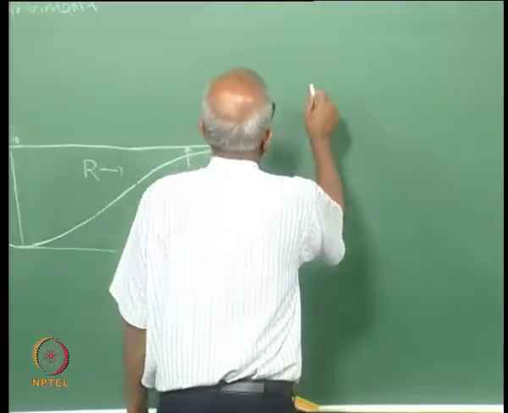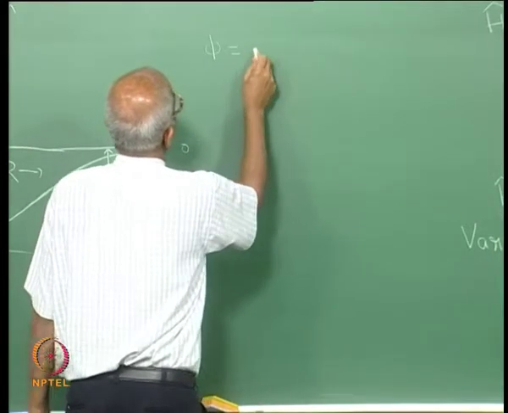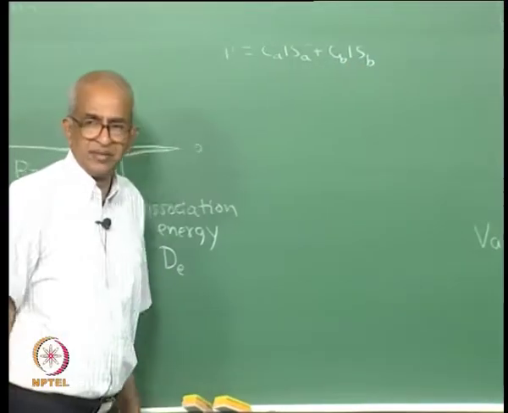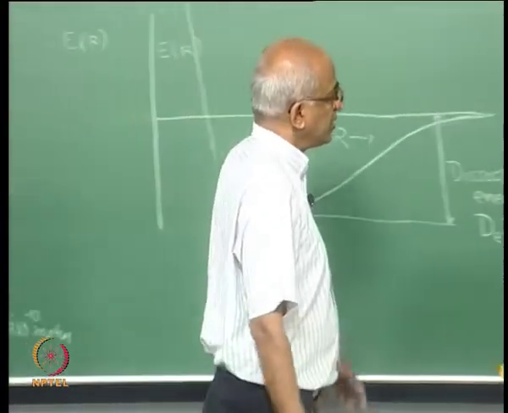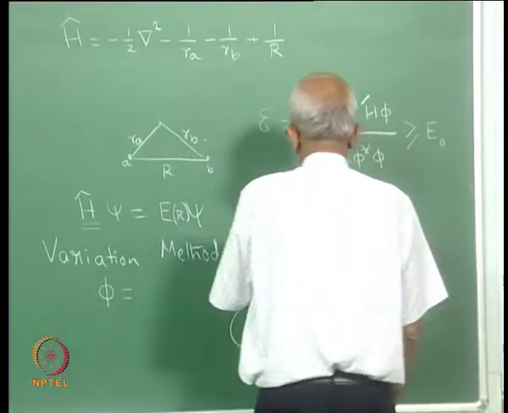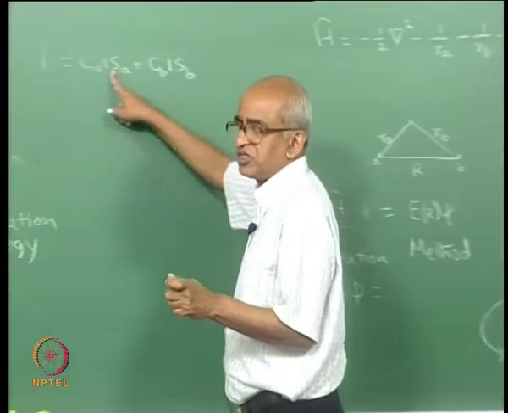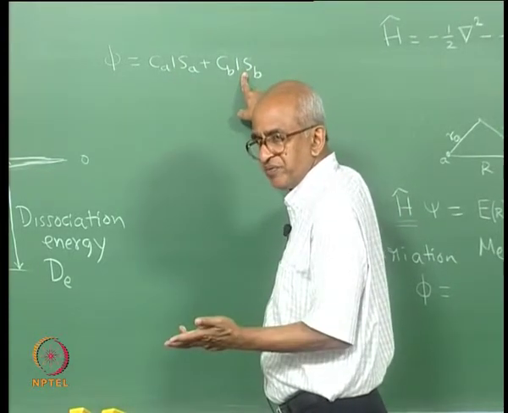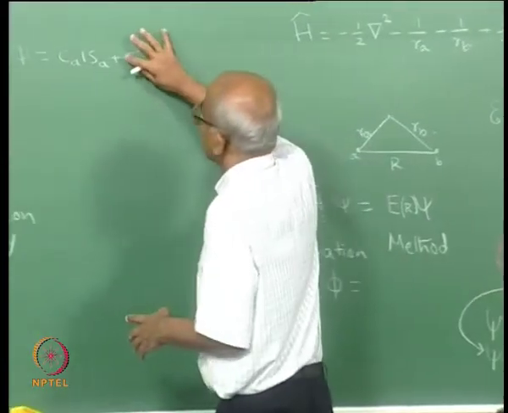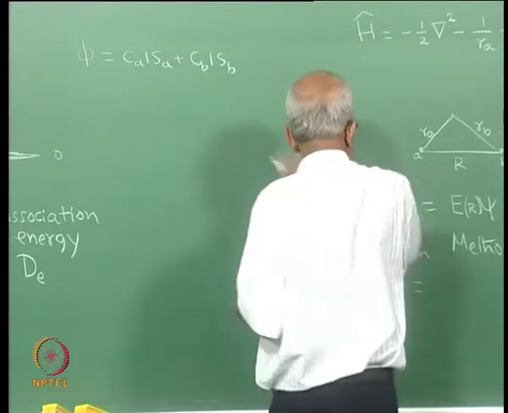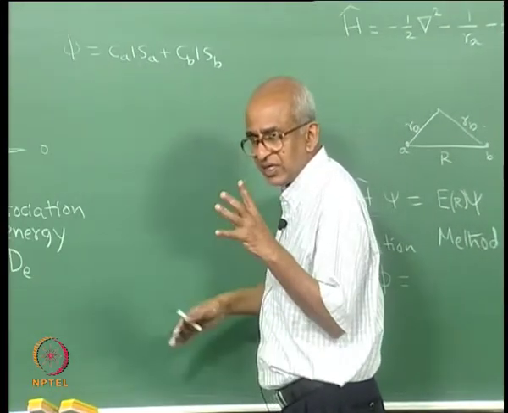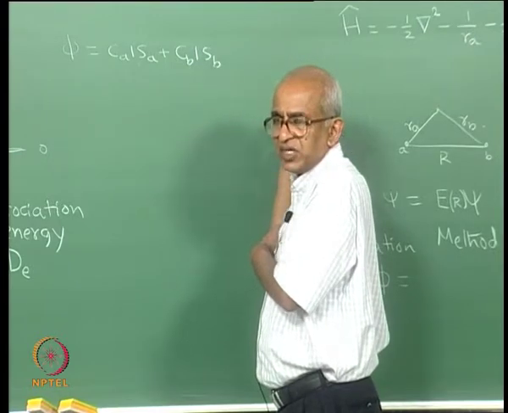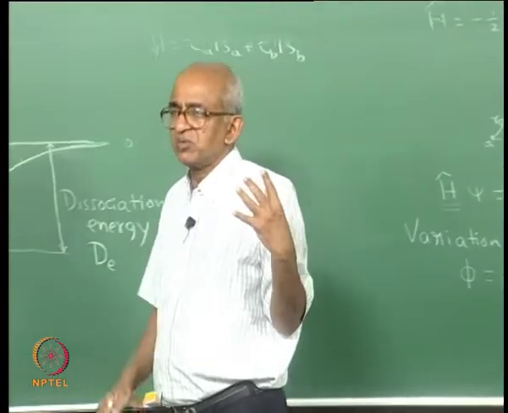It is clear that I can say a trial function of the form phi equal to some Ca into 1s A plus Cb into 1s B may be a suitable approximation. Why do I say that? Well, in the region that is close to nucleus A, R A is small, and therefore 1s A will have a large value. R B is large, and therefore 1s B will have a small value, and therefore in the region that is close to nucleus A I can neglect the second term, while if you are thinking of regions close to nucleus B, then you can neglect the first term. So, in the region close to nucleus A, the function will resemble 1s A, and in the region close to nucleus B, the function will resemble 1s B, and therefore, I expect that this is a decent, reasonable approximation for the wave function.